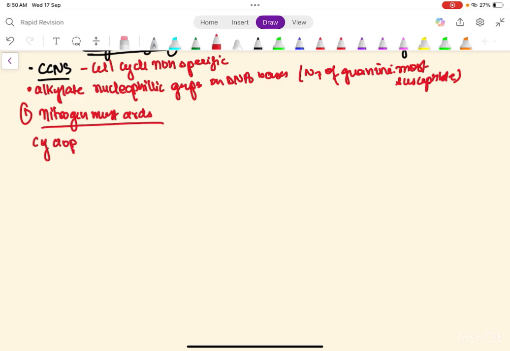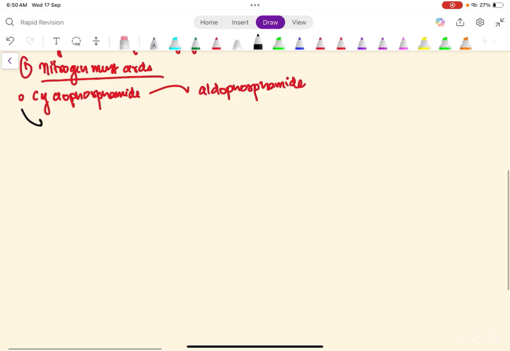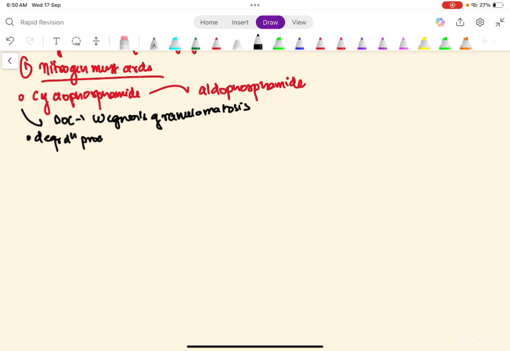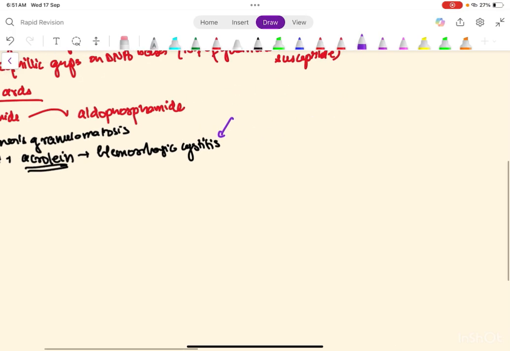So first of all we'll talk about cyclophosphamide. Cyclophosphamide is converted into aldophosphamide, which is then metabolized. This is the drug of choice for Wegener's granulomatosis. Now it has a degradation product which is acrolein. This acrolein is responsible for hemorrhagic cystitis. Now how you treat hemorrhagic cystitis is first of all hydration, vigorous hydration.